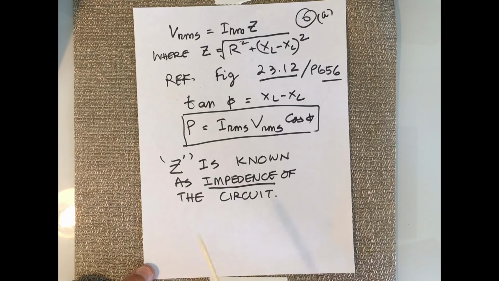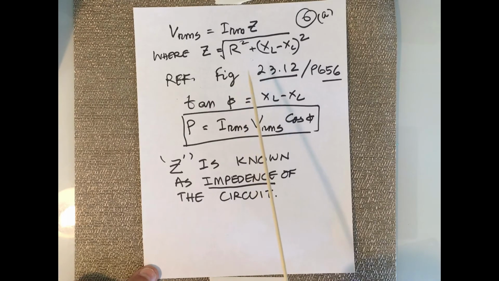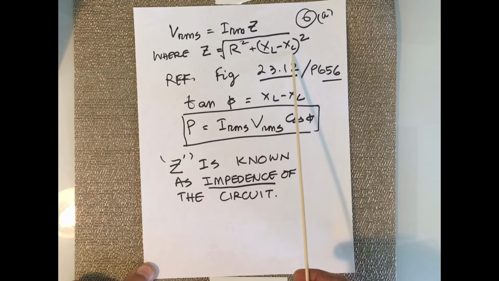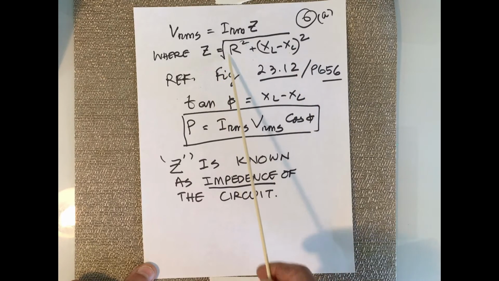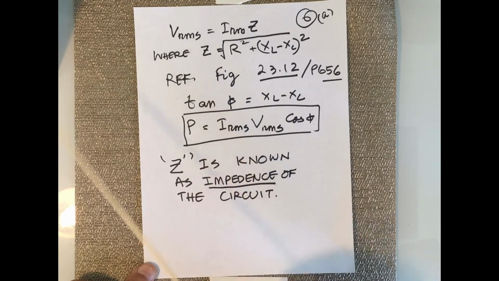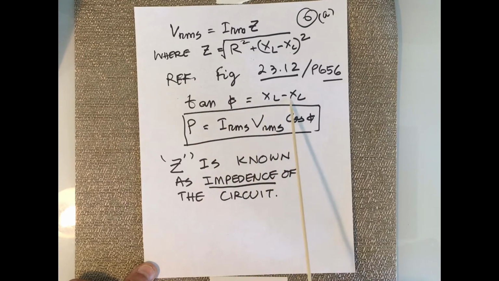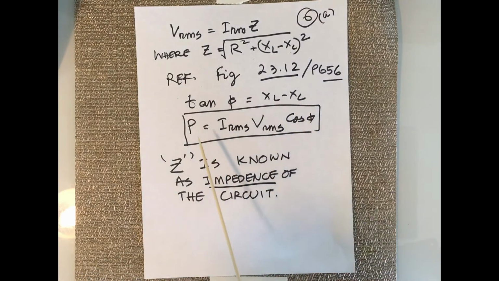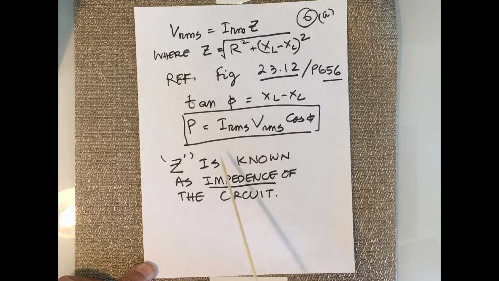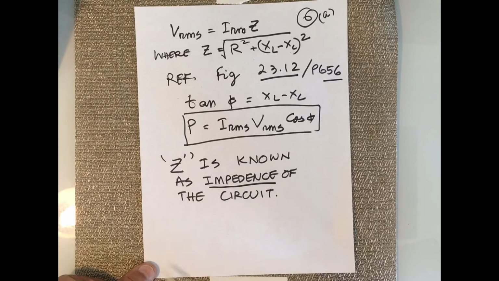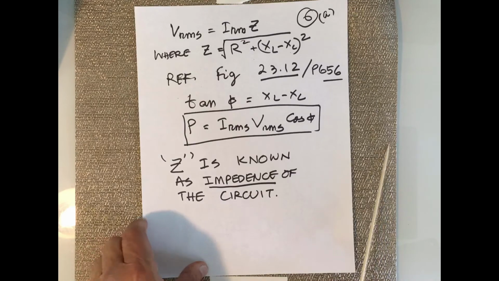Now this factor you have, which is the square root of R squared plus (XL minus XC) squared, is known as Z, or the impedance of the circuit. And from there you can also derive tangent phi equals (XL minus XC) over R, and power will be VRMS times IRMS multiplied times cosine phi. So Z is known as the impedance of the circuit, as I said.